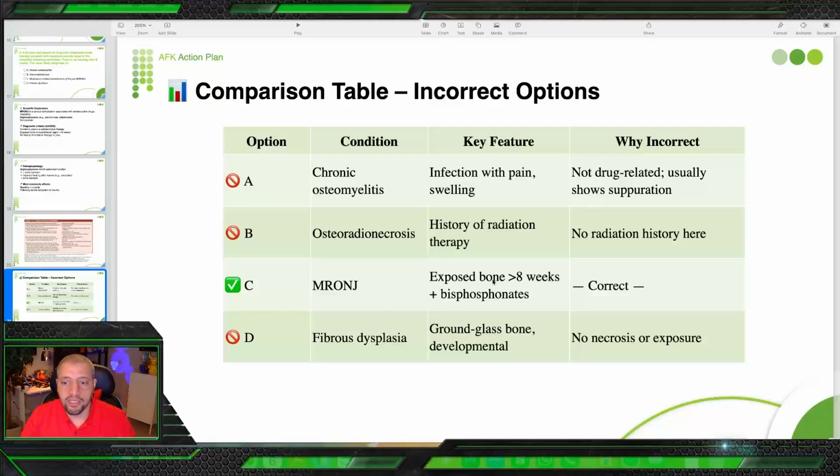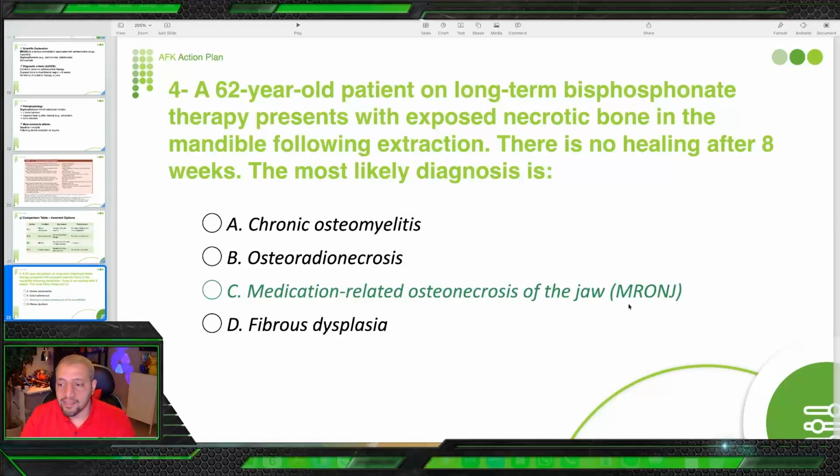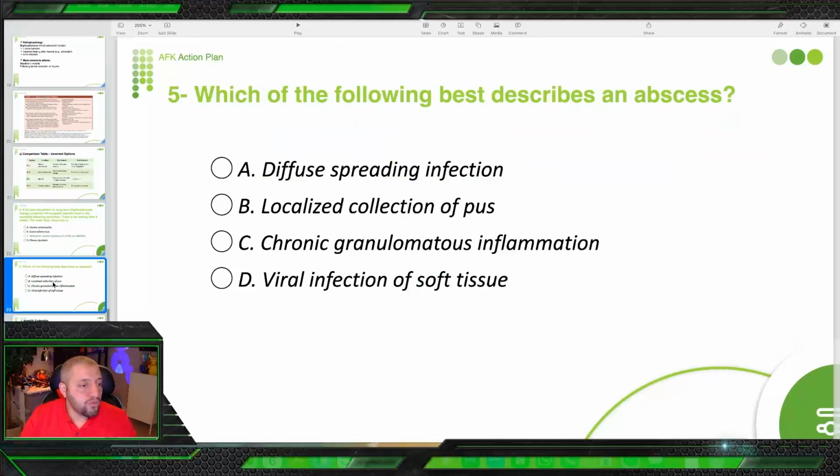This is the condition: exposed bone for more than 8 weeks with a history of bisphosphonate. Fibrous dysplasia shows ground glass on x-ray, and is a developmental condition, no necrosis or exposure. So the answer here is MRONJ, and please understand the management, because this will save you some questions in the real exam. Moving to the next condition.